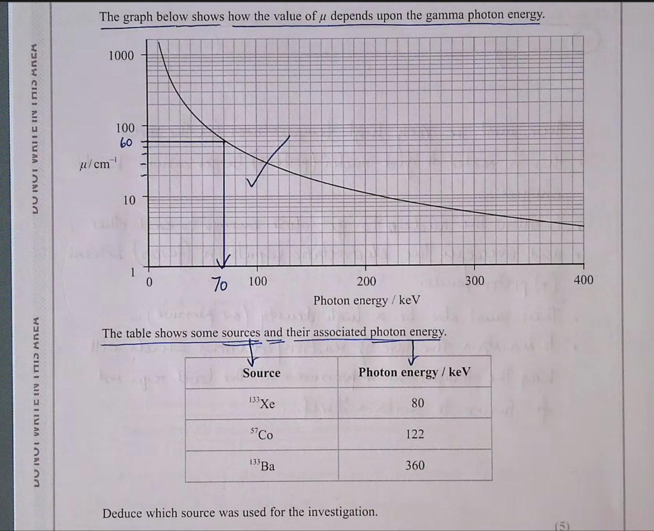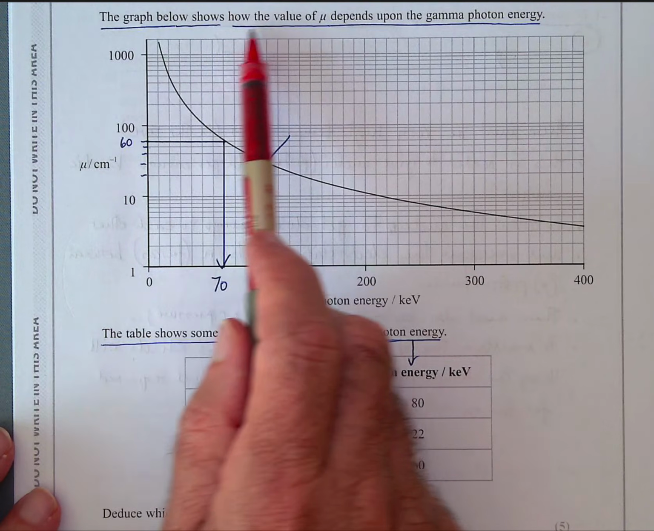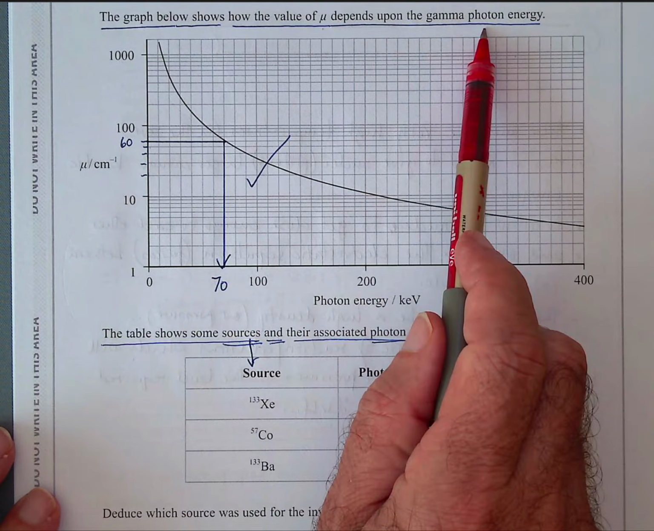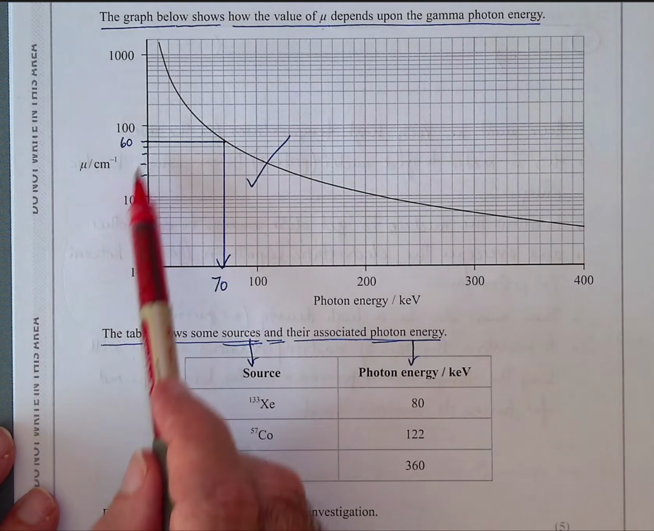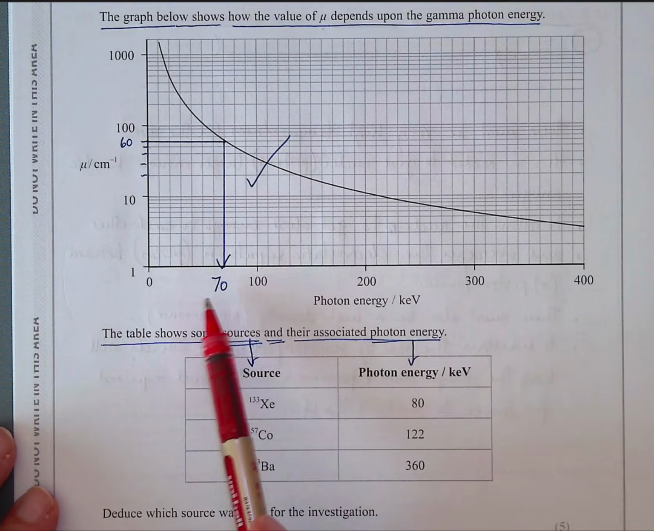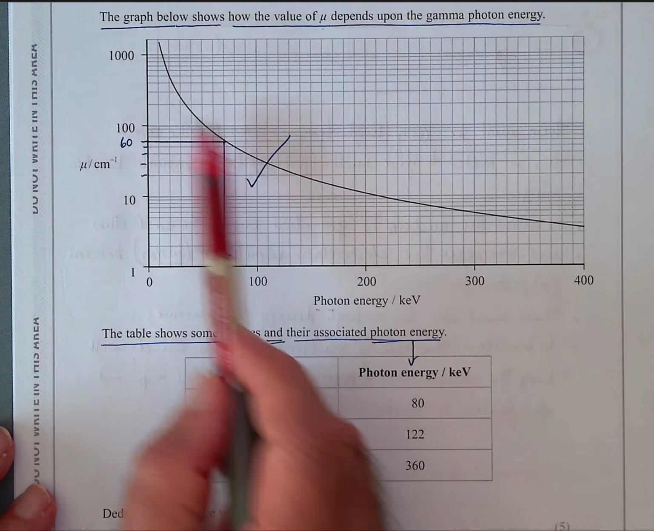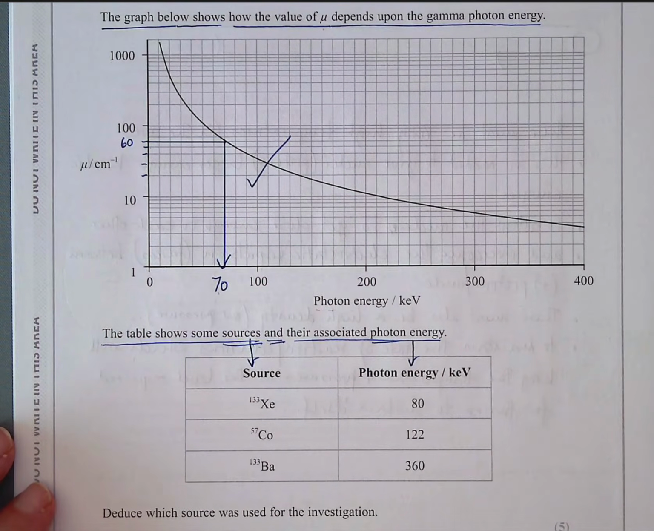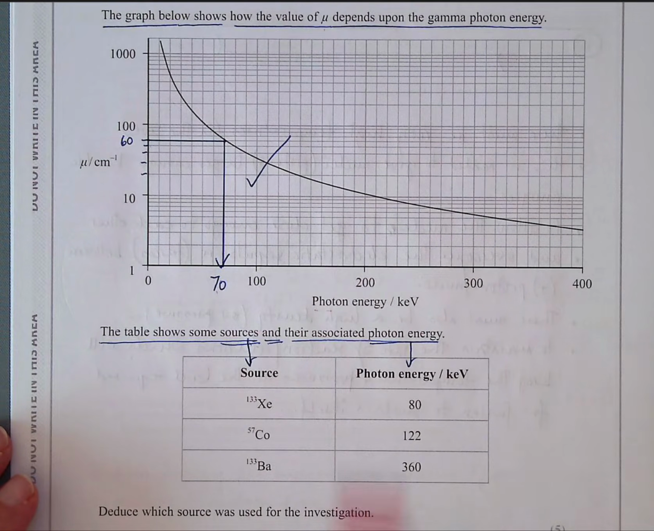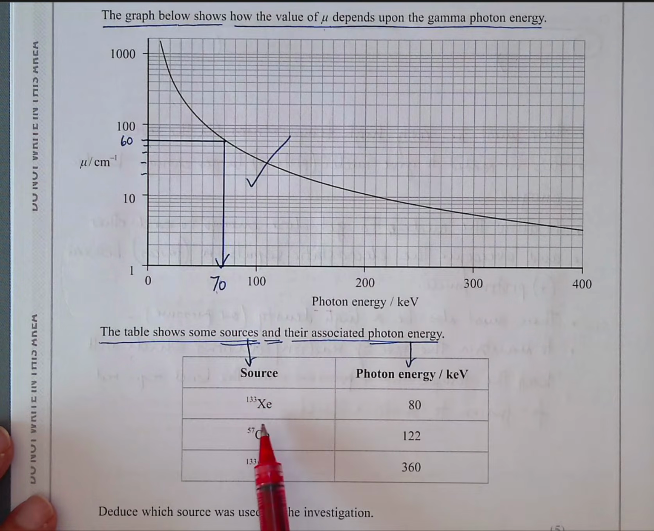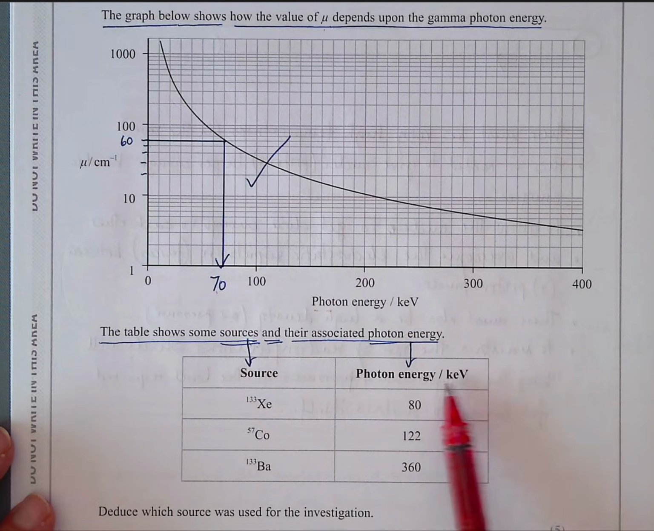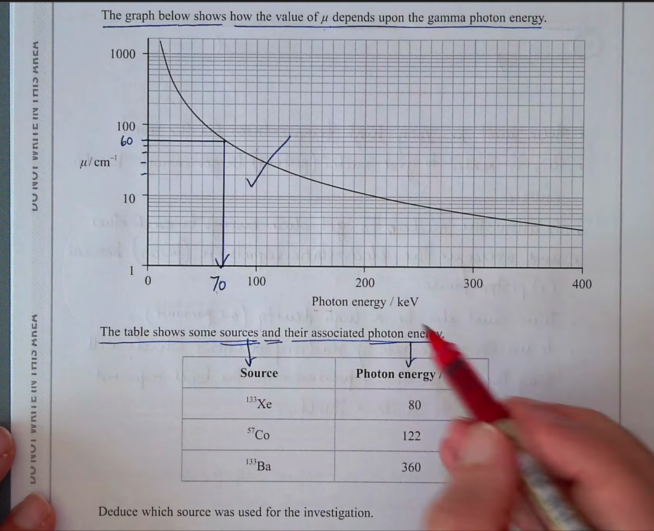That's part B. It continues though. The graph below shows how mu depends upon the gamma photon energy. So here we worked out that mu was about 60, so we know the photon energy must be about 70. This is a second graph, which is a correlation graph or a calibration graph. The table shows sources of 3 different elements or isotopes, and the photon energy in kilo electron volts, which is on the graph.